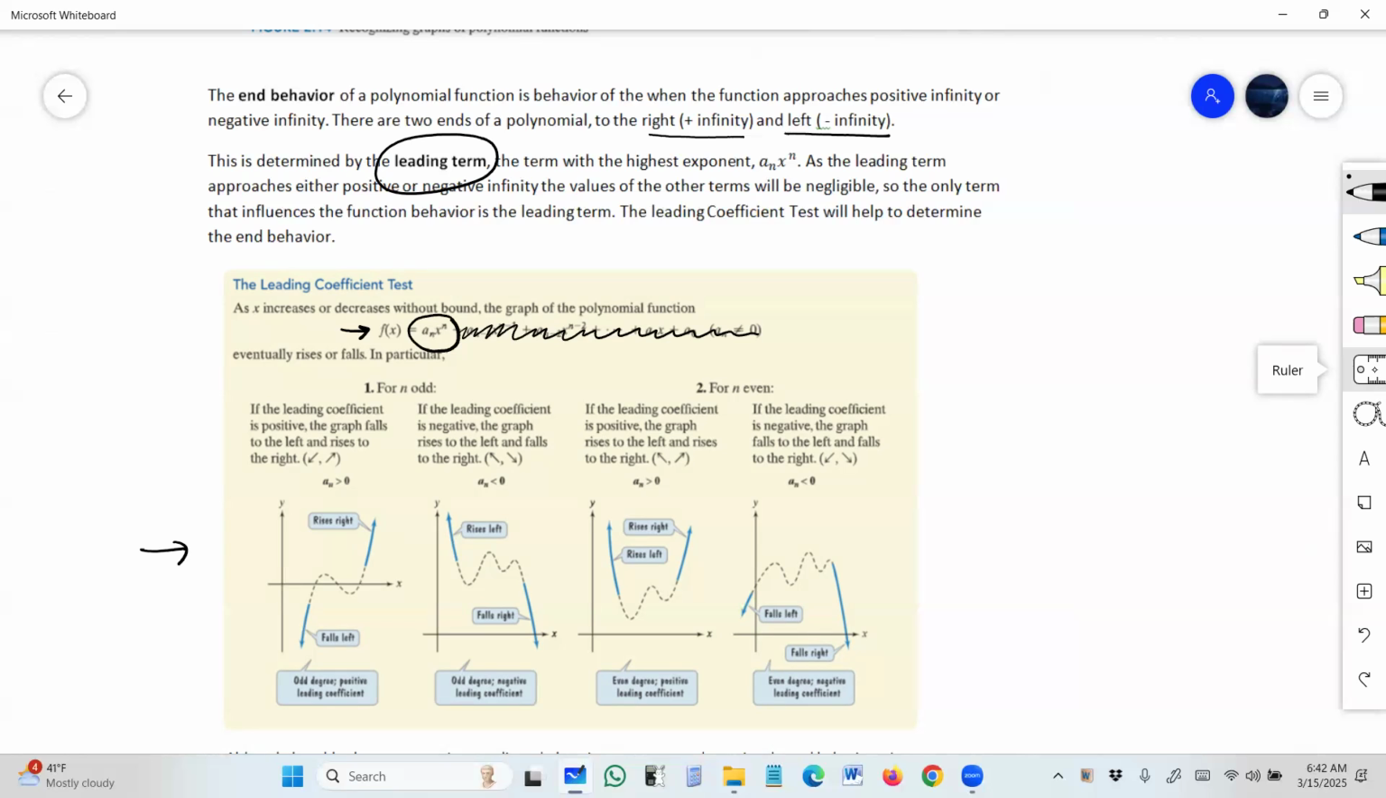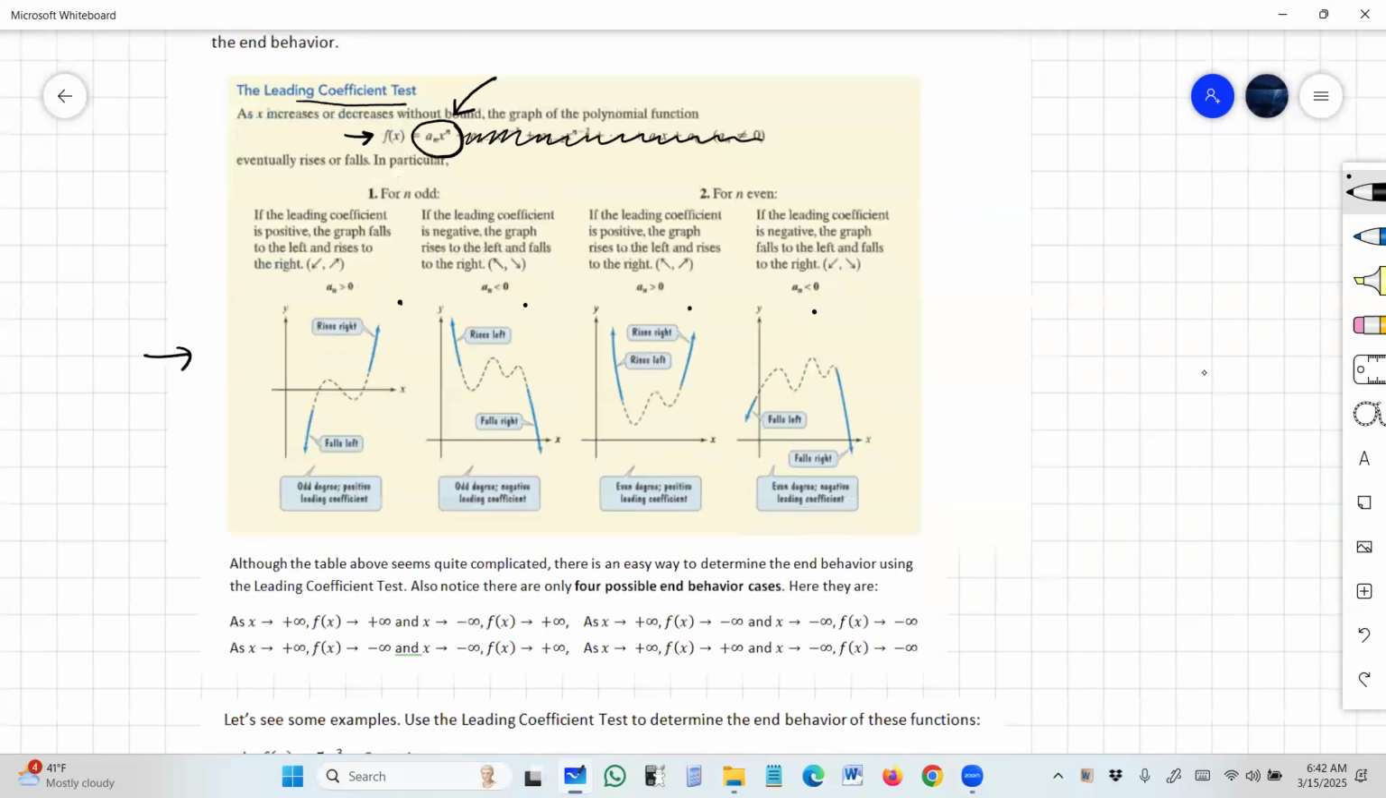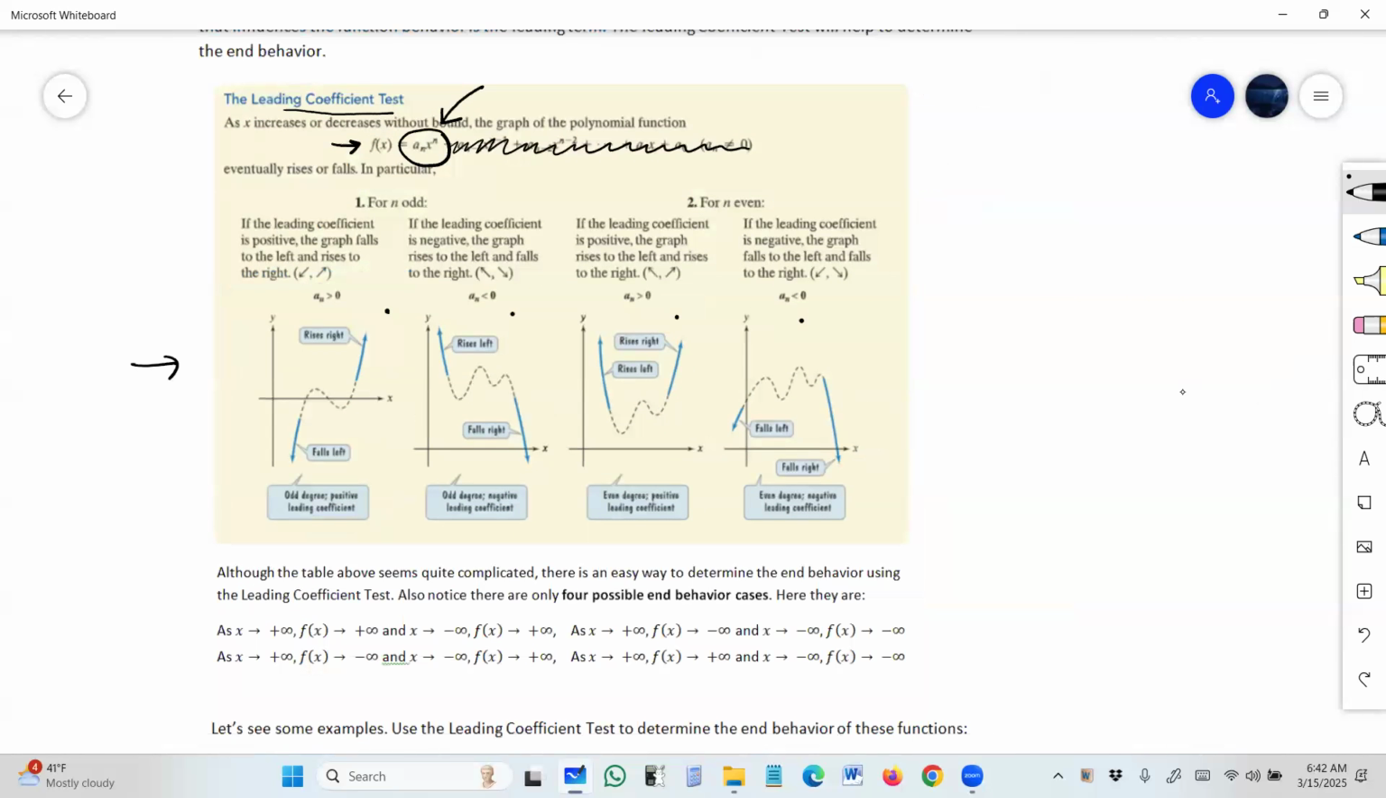So there are four possibilities. The leading coefficient test is going to have us look only at the leading term of the polynomial and then determine the end behavior. So I have four possible scenarios. These are the four right here. Now, it looks like the textbook has a complicated way to determine which is which, but I will show you a very easy way to determine that. Now, let me show you. I have a summary here of what happens as x goes to either positive or negative infinity, but it's pretty simple, you see.